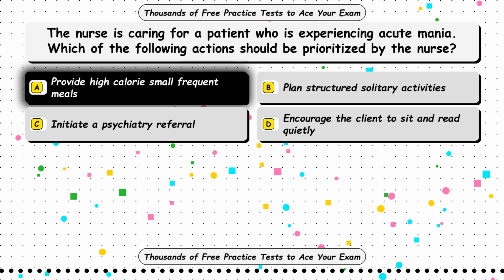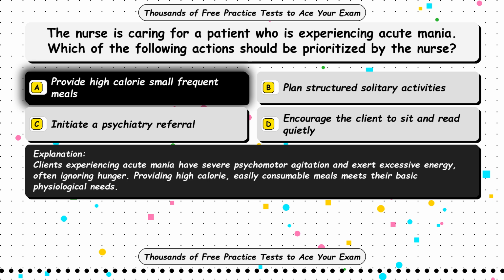The correct answer is option A. Provide high-calorie small frequent meals. Clients experiencing acute mania have severe psychomotor agitation and exert excessive energy, often ignoring hunger. Providing high-calorie, easily consumable meals meets their basic physiological needs.